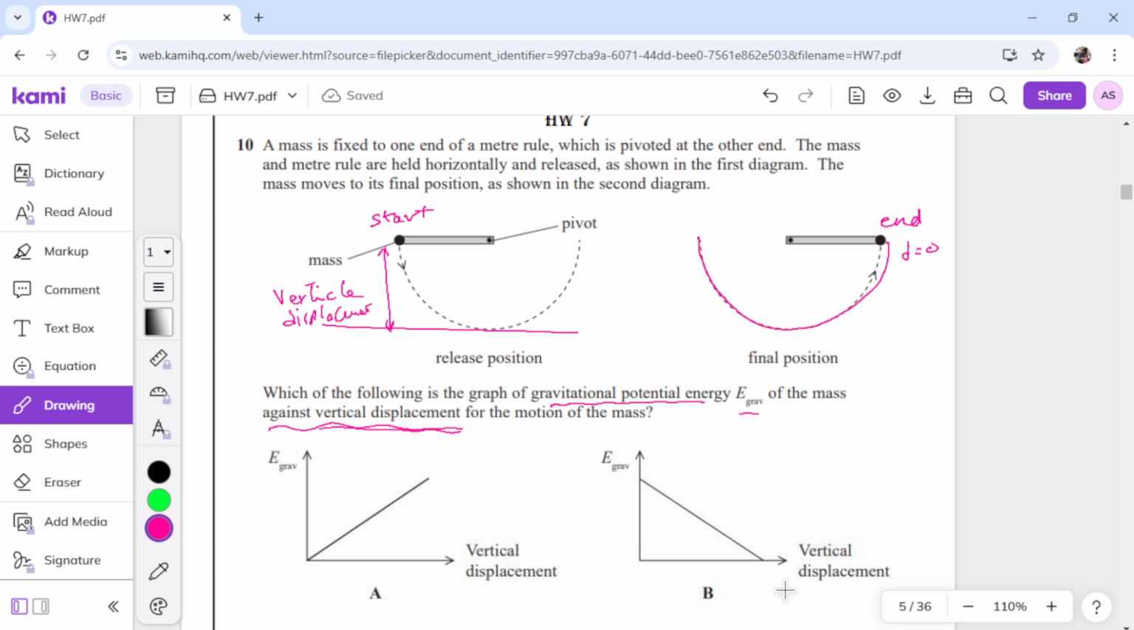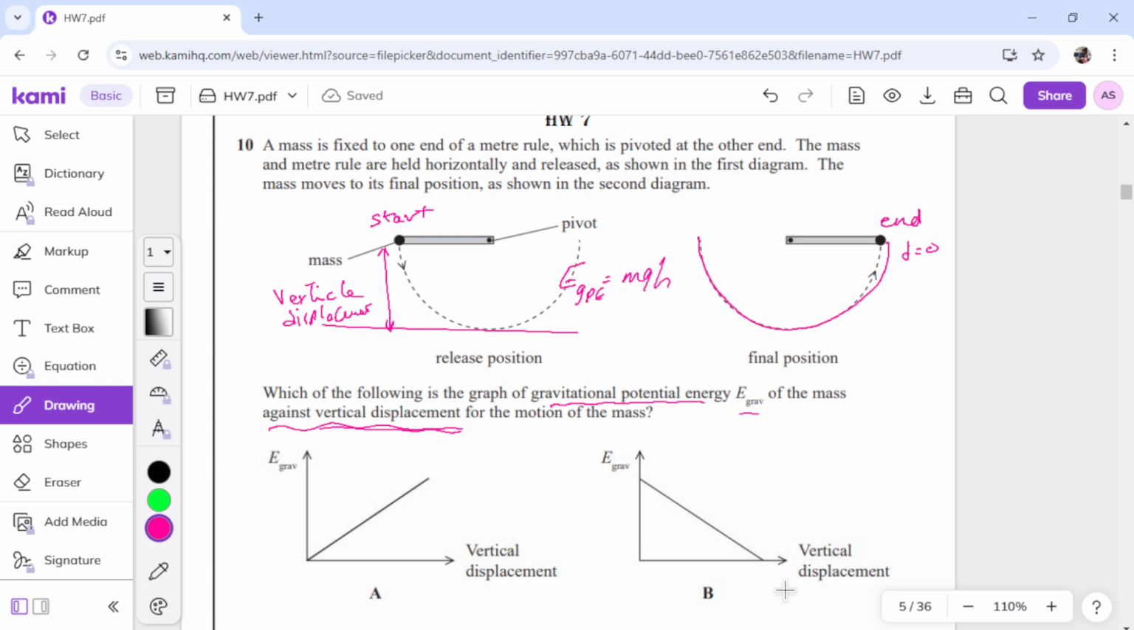Because displacement is the shortest line from the start point to the end point. And he said vertical displacement. He means this is a vertical displacement, from the highest point to the lowest point. And as you know, gravitational potential energy equals mgh. So now what happened to h? h decreased. As h decreased, gravitational potential energy also decreased.